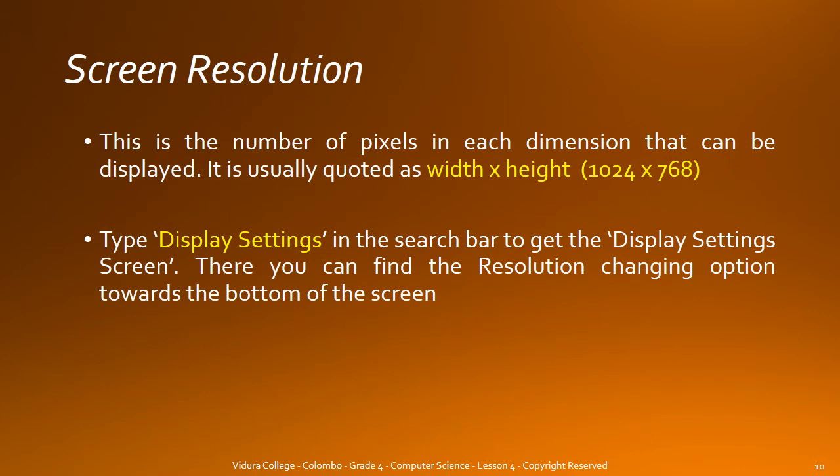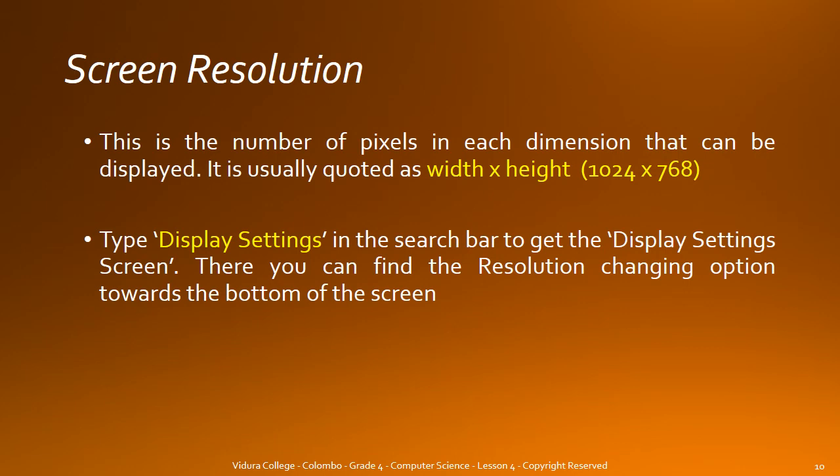Changing the screen resolution. You should know the meaning of the word resolution in computer terms. It means the number of pixels in each dimension that can be displayed. A pixel is a tiny point or a color dot on your screen with red, green, or blue color. The screen resolution is usually quoted as width into height. As an example, 1024 into 768.